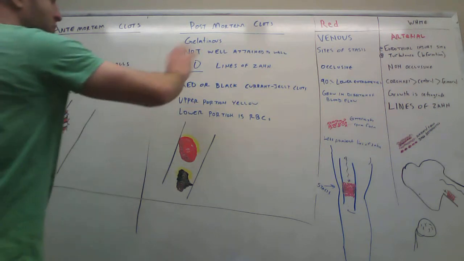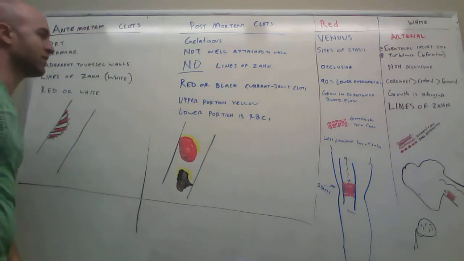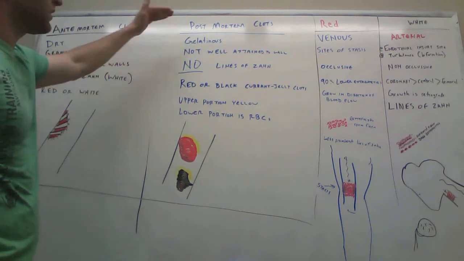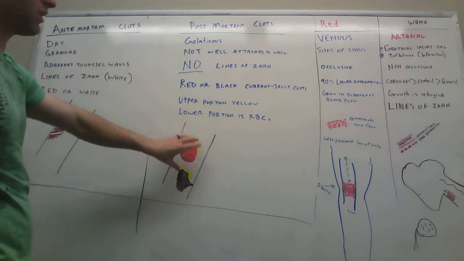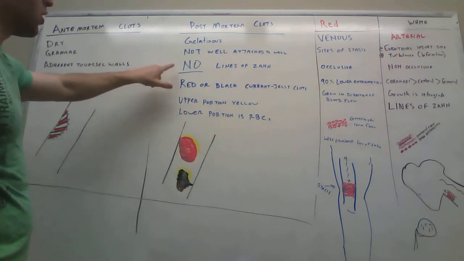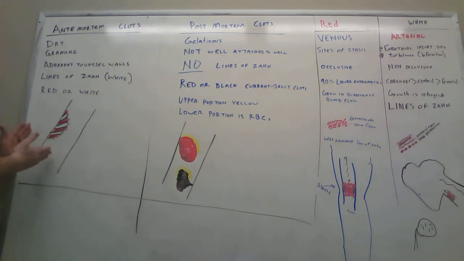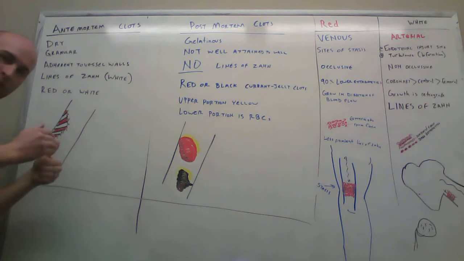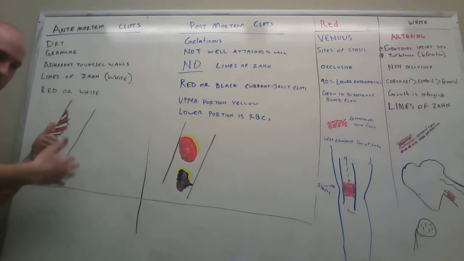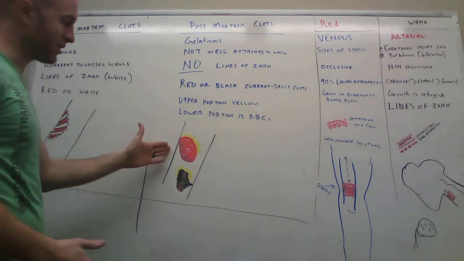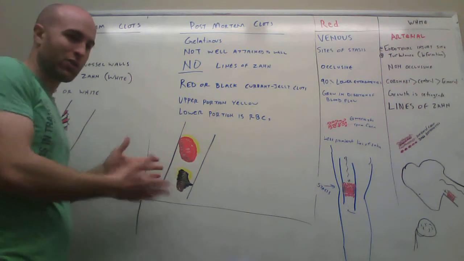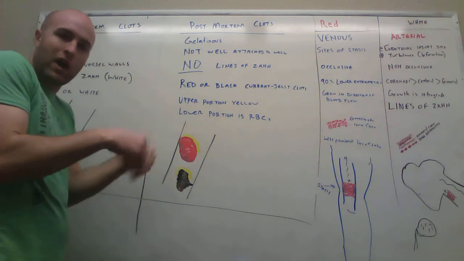Okay, so now a little bit more about post-mortem clots. These ones, remember I said they were gelatinous, they're not well attached to the wall. I drew them all loose here. There are no lines of Zahn, okay? I think what happened is that because this person had the clot happen while they were alive, their body was going through periods of healing to keep them alive, so it would heal, and then the next thing would come over the top, so it's something that's been alive for a while. Whereas in this case, this happened after they died, and so there wasn't any healing that took place. It just formed a clot.